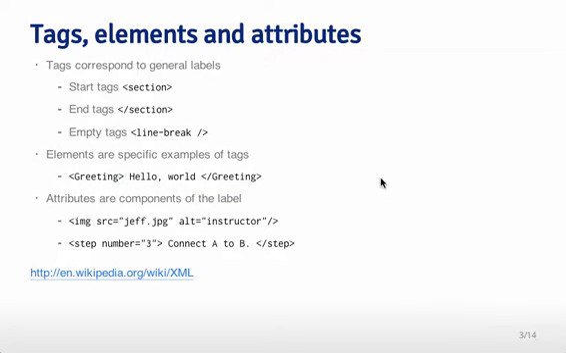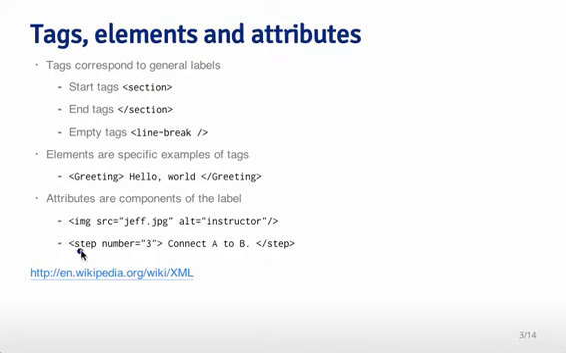Attributes are components of the label, so you can actually add components to these tags. For example, you might have an image tag, and what you might want to have corresponding to that image is an attribute that's the source, so that's where the image is actually coming from, and then an alternate phrase for that tag, and that could be instructor, for example.